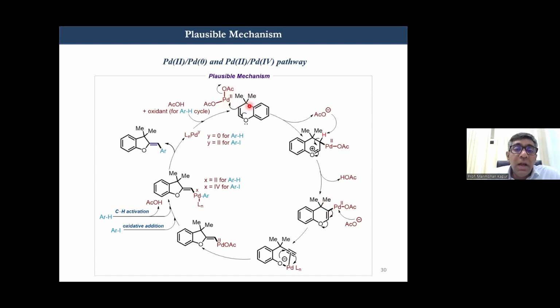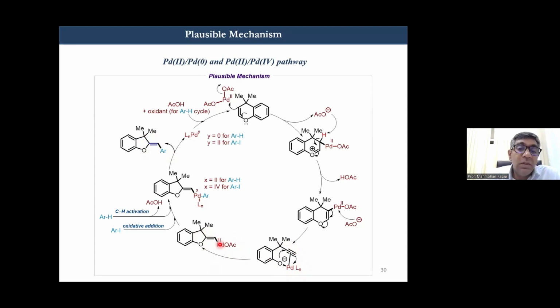When there is a gem dimethyl group and we have employed the palladium catalysis, once again we propose that the C3 palladation takes place, followed by a 1,2 migratory insertion, followed by the opening of the ring to generate this particular species. This now undergoes a syn oxypalladation. Why syn oxypalladation? Because the product that we have observed is actually a Z product. And if we invoke this particular mechanism, we will definitely get the observed syn product only.